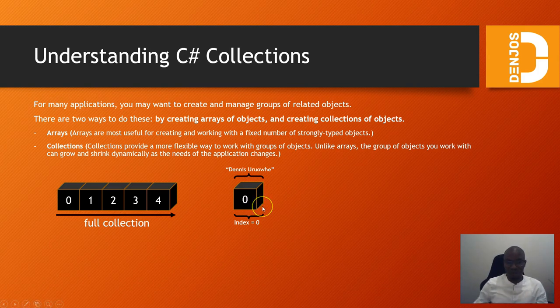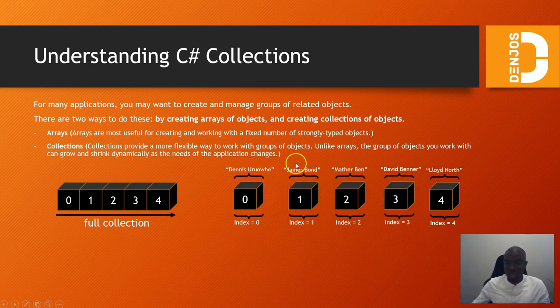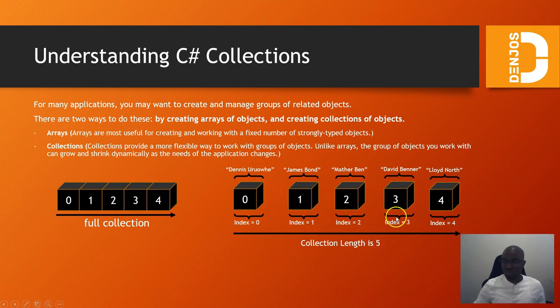Now, when we combine other blocks with it, it's going to look like this. We have James Bond stored in index 1, Martha stored in index 2, David Banner stored in index 3, and Lord North stored in index 4, making the length of the entire collection 5. Sometimes they call it size, not just length. It could be size in an array sometimes.